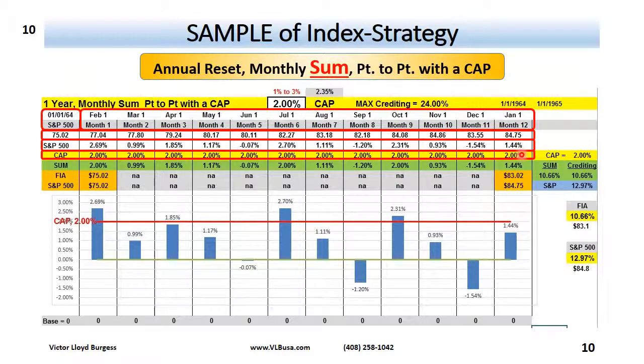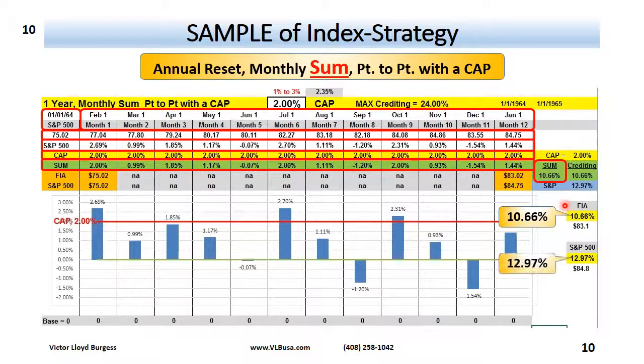We're going to apply what's called a cap. In this example, it's 2%. Anything above 2% is recorded as 2%. Anything below is recorded as is. Then we're going to take these and sum them. In this example, it comes out to 10.66. So that is our fixed index annual return with this strategy for this year. The S&P during that same time, you can see here, is 12.97%. Not bad for a zero market risk to volatility.